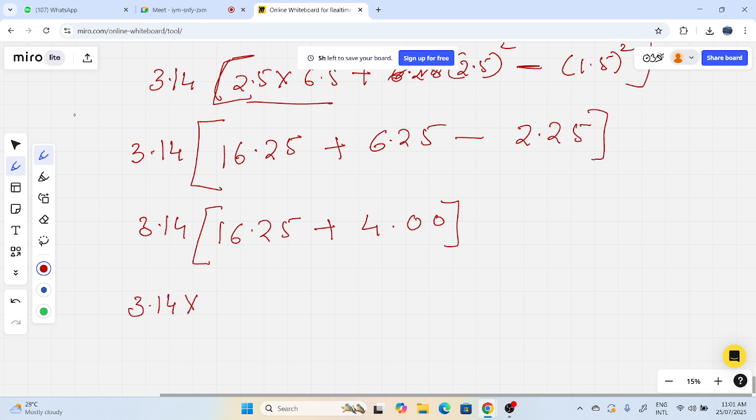Yes, ma'am. So 3.14 into 16 and this will become 20.25, correct? Did anybody do the calculation? So this is coming up to 63.585. It's all your multiplication and plus and minus, kids.